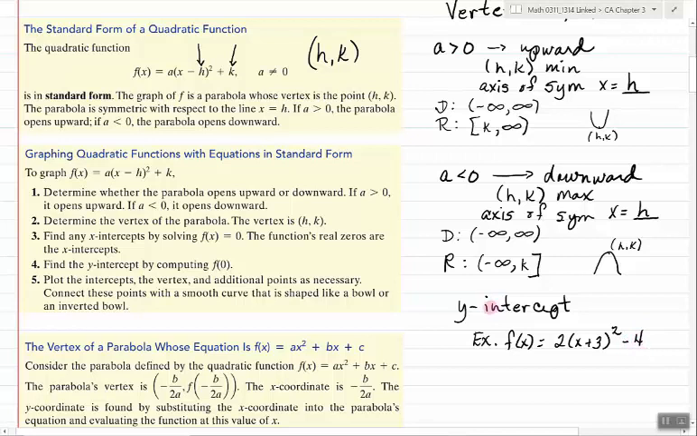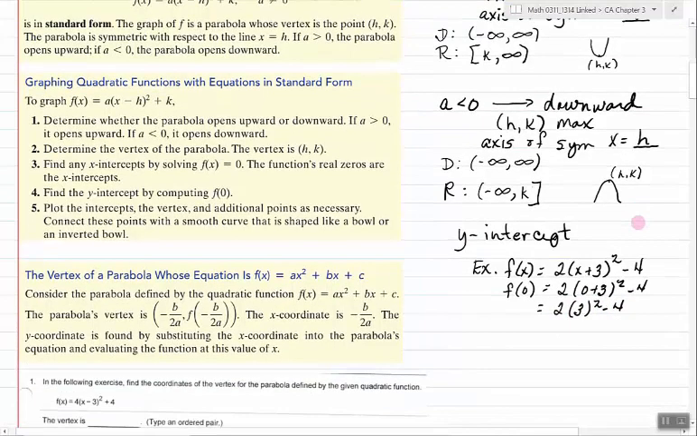The y-intercept is found when x is 0, so it's f of 0. So it's 2 times (0 plus 3) squared minus 4. So it is 2 times 3 squared minus 4. Use your order of operations. That is 2 times 9 minus 4. Multiply, 18 minus 4. That is 14. The y-intercept for this example is (0, 14).